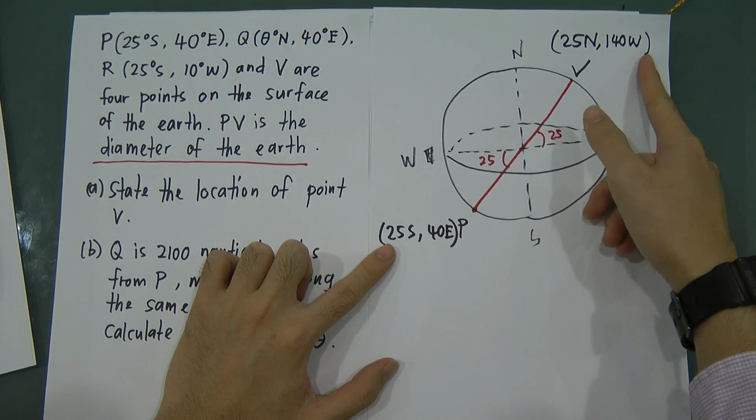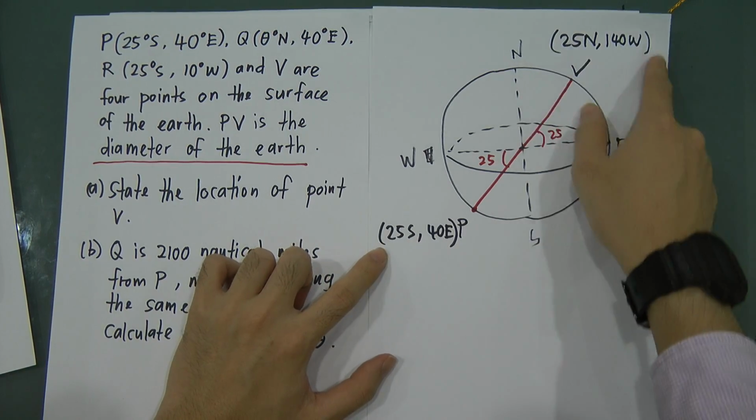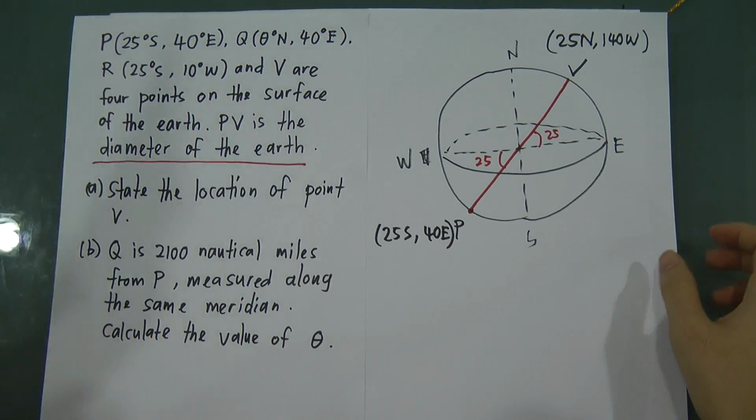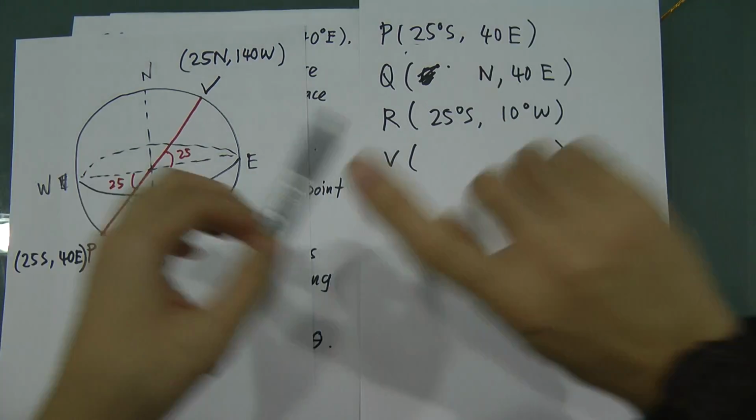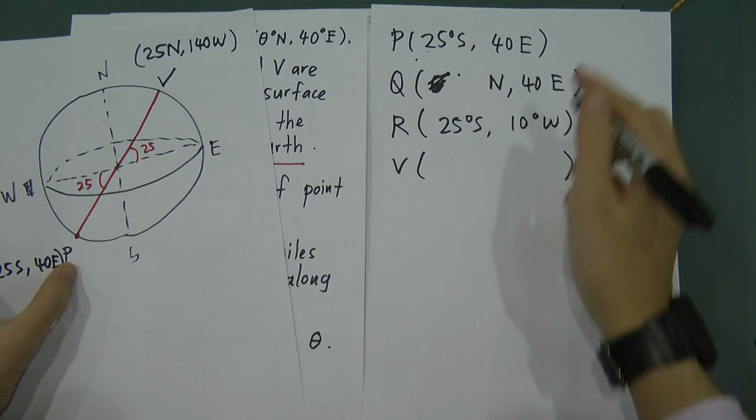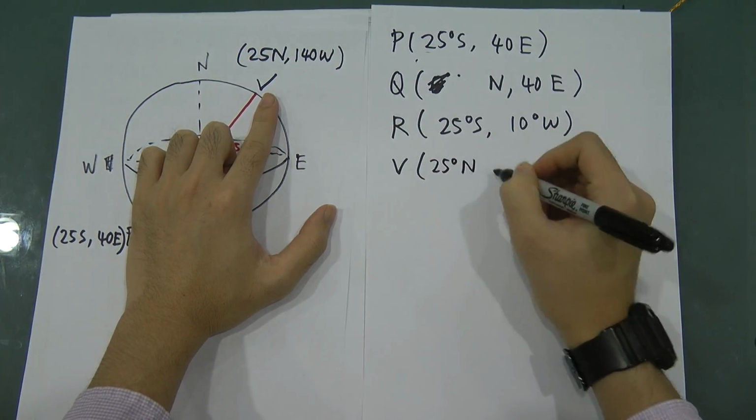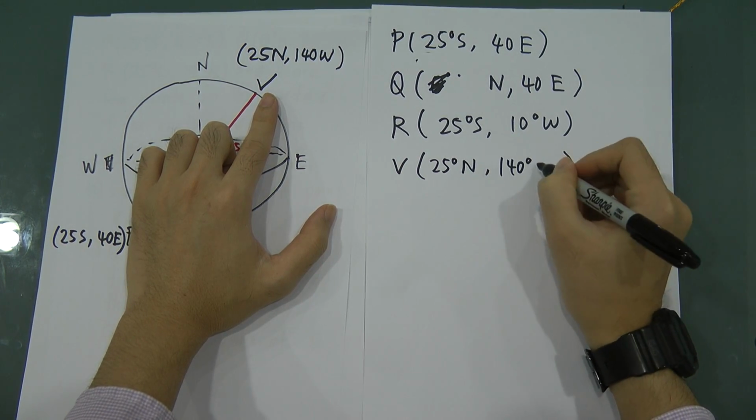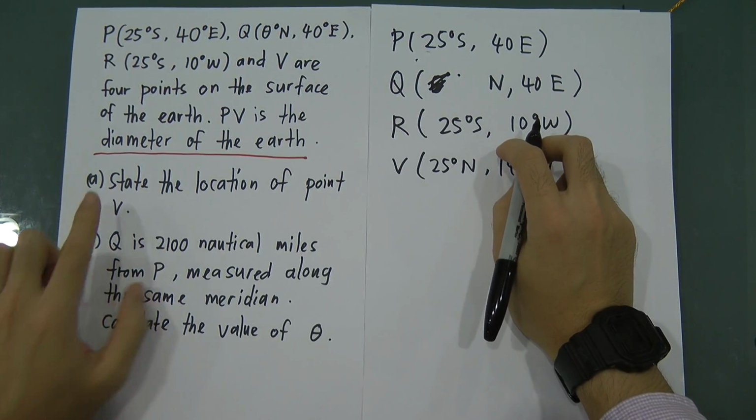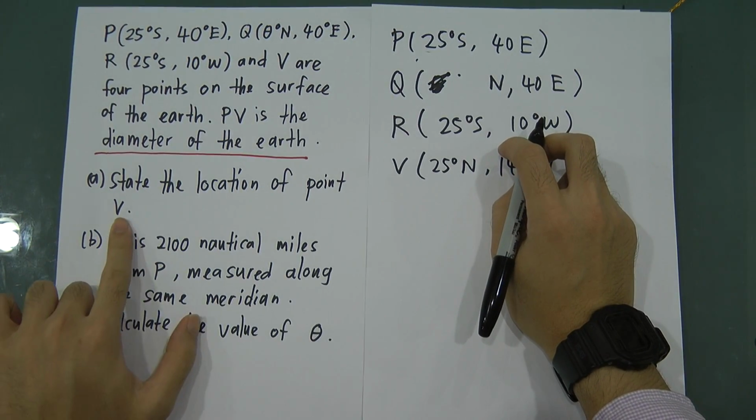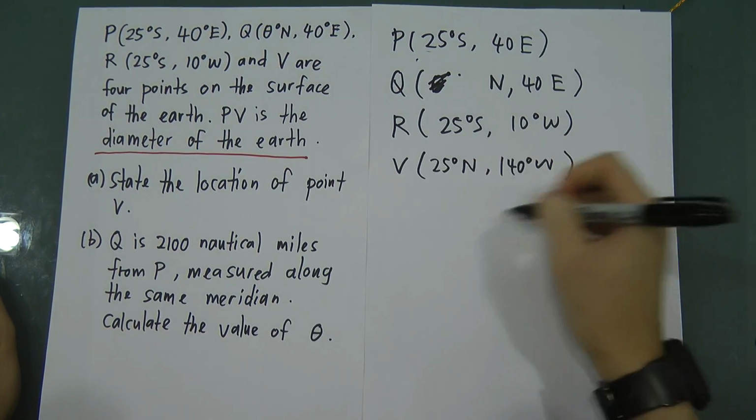Alright, this is the way to find the diameter of the earth. So if I got the coordinates, normally what I will do is, I will write my coordinate down on the paper over here. So I got V is 25 north and 140 west. Normally I will write it down, and then, okay, A, he asks you to state the location of point V. Normally he will give you 2 points for this one, so this one is the answer.